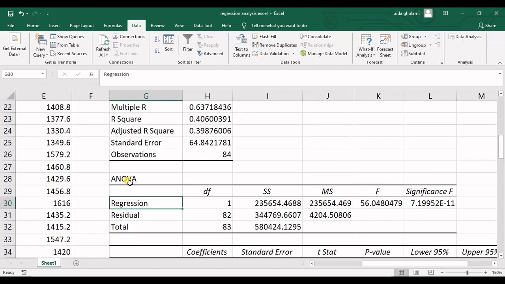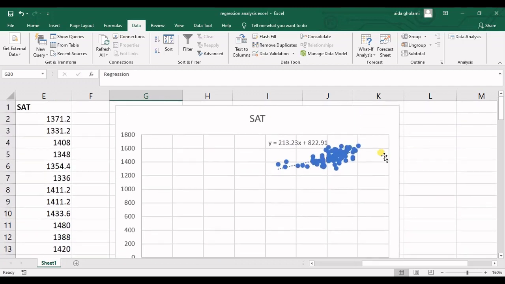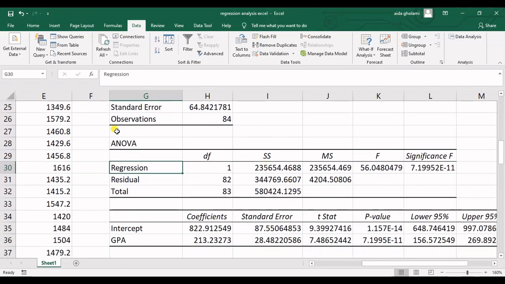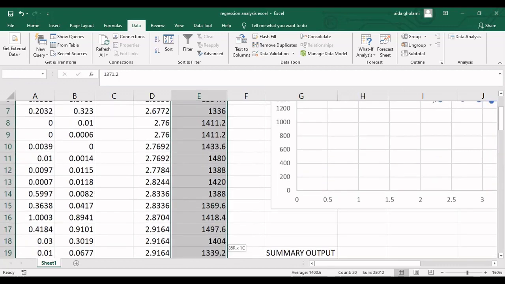Okay, so the next one is standard error. This is the error we've made in predicting the y values, and this is the distance between the modeled values, the model line, the regression line, which you can see here, and the real values. The next one is observations, of which we have 84 observed data. So this is simply the number of data.